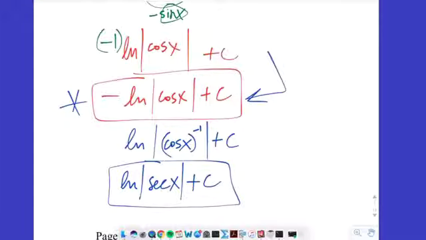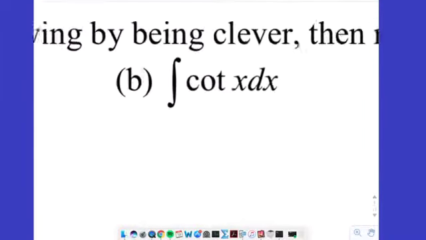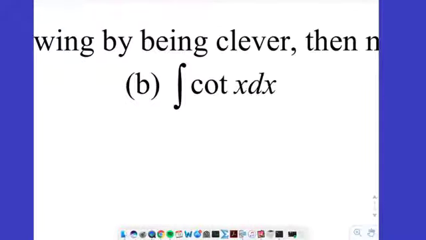It was kind of a natural log property. Okay, so now the integral of cotangent. Kind of the same idea, right? We're going to write that as cosine over sine.